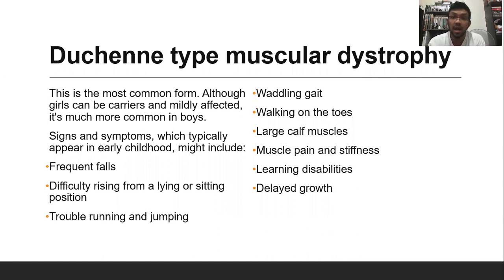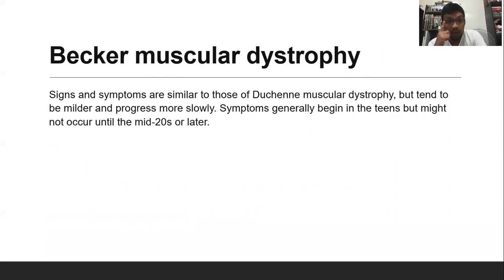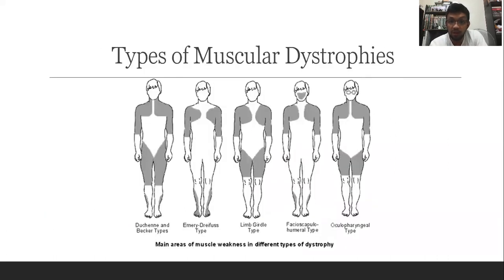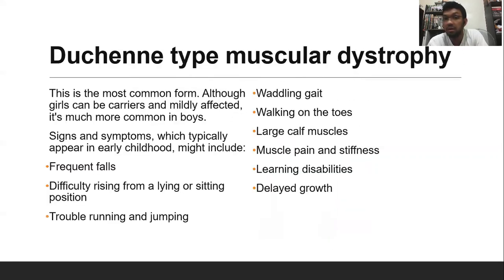That's waddling gait. Walking on the toes as well, or there are large calf muscles. Muscle pain and stiffness is also felt, and there may also be learning disabilities in this patient. And delayed growth, of course. So they will appear shorter than children of their own age. The affected muscles, as you can see from this illustration for the Duchenne and Becker types, are the upper portions of the arms and the shoulders, and from the thighs going down to the knees.